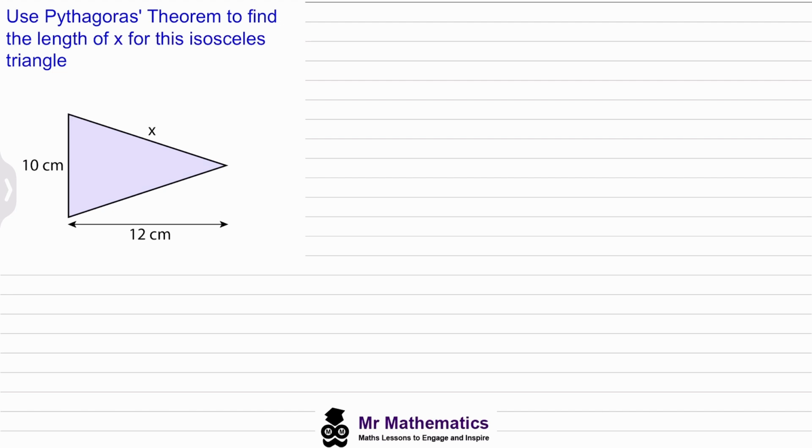Okay, so in this example, we've been asked to use Pythagoras' theorem to find the length of x, which is this length here, for this isosceles triangle. So I told you at the start that we can use Pythagoras' theorem for all kinds of triangles, but we have to create a right angled triangle every time. By bisecting this angle, we can draw a line from the point to the edge, and this will create a right angled triangle. So our right angle is right here. And we know that this length is exactly the same as this length, which is 12.